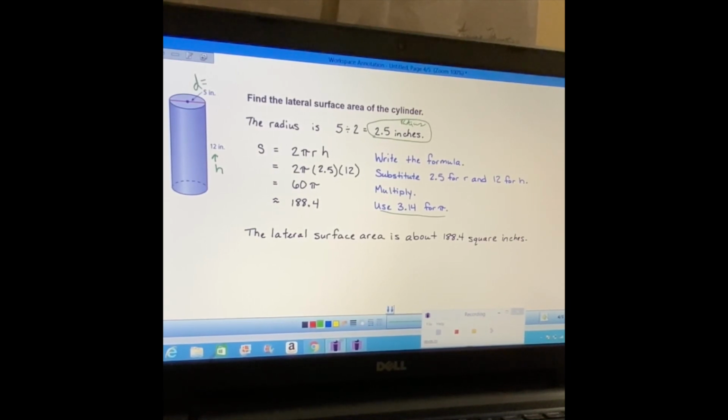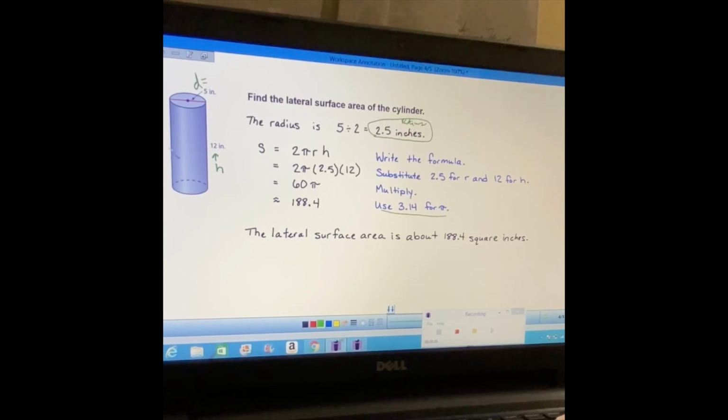Okay, surface area, remember, is going to include the bases, the circular bases, whereas the lateral surface area is just this part of the cylinder.